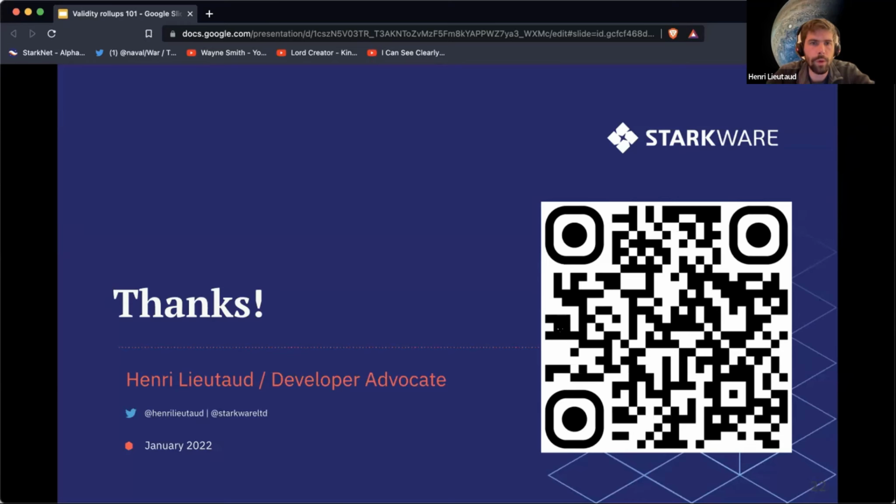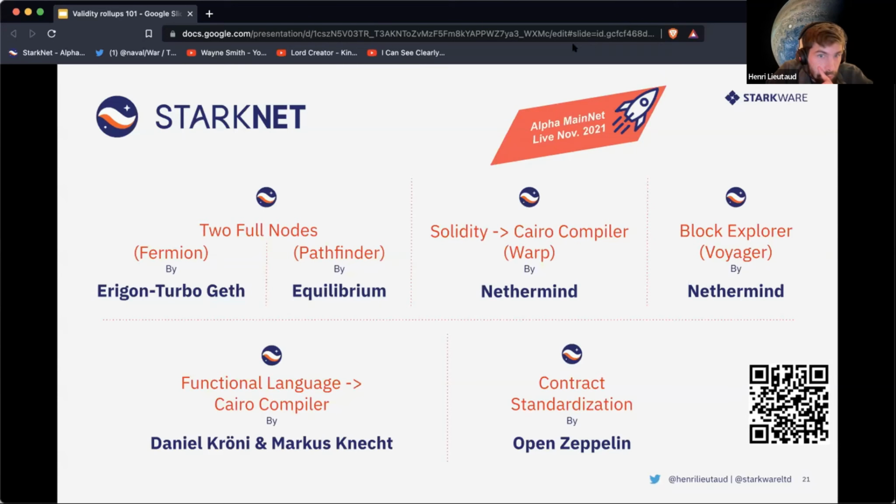So Florian, I'm pretty sure that's Florian, is asking, what is the functional language for the transcompiler? I don't know. For the transcompiler, I'm not sure if you're mentioning this thing here, functional language to Cairo compiler. This, I don't know. Regarding the transpiler from Solidity to Cairo, it's basically a transpiler where you go from Solidity to Yul to Cairo.